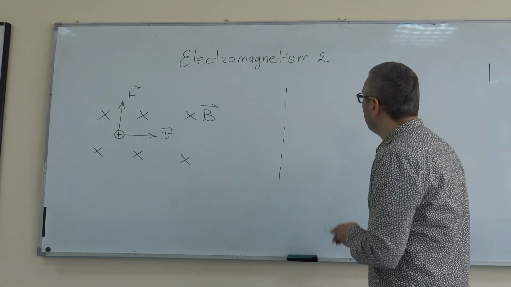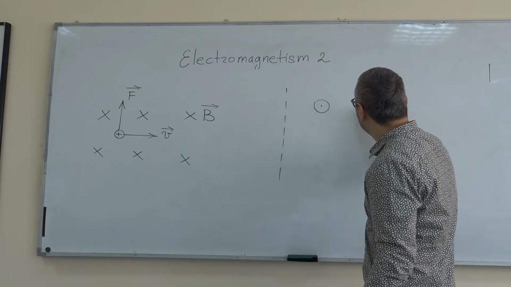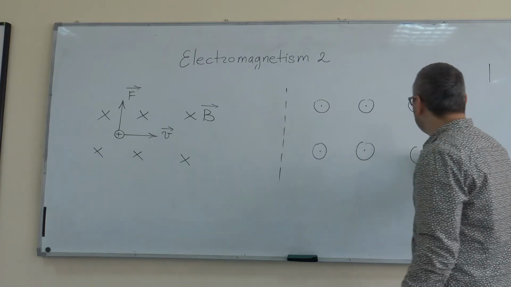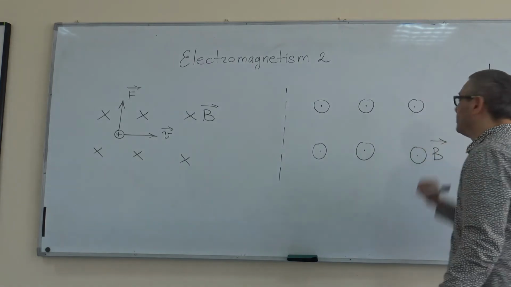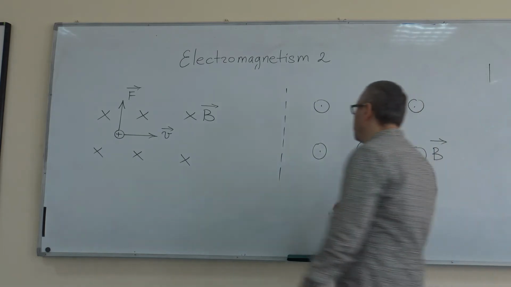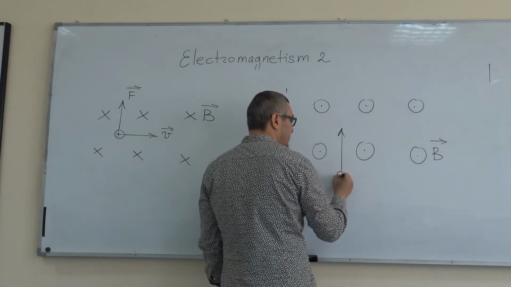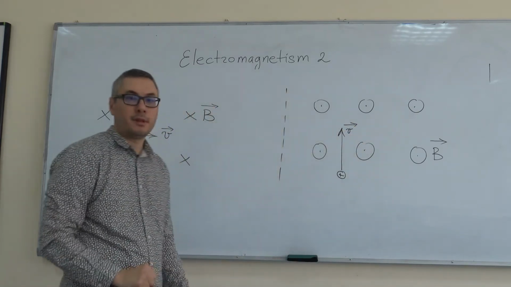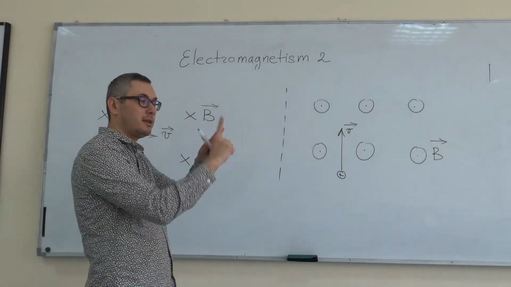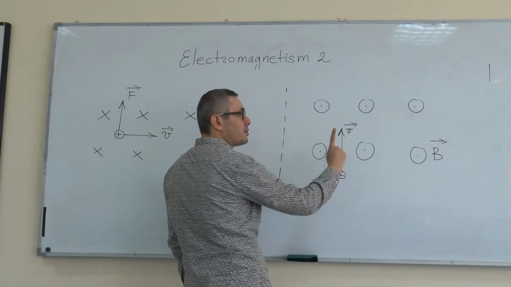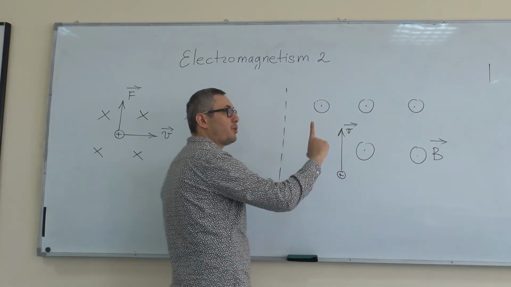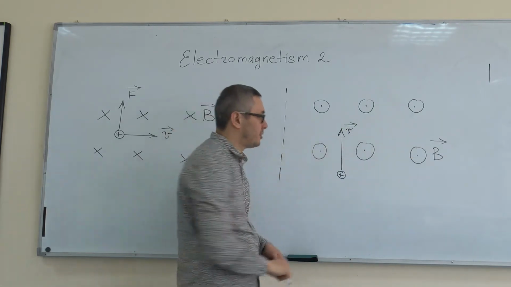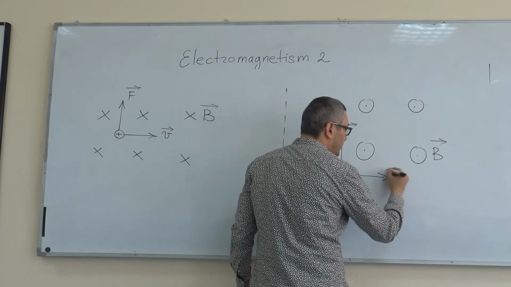Let's look at another example. Let's say that the magnetic field is pointing out of the board. Velocity V is pointing up, and it's a positive charged particle. Again, we use the right hand rule. Index finger along the velocity V pointing up. Middle finger is pointing out of the board. So F is pointing this way. So F is pointing to the right here.